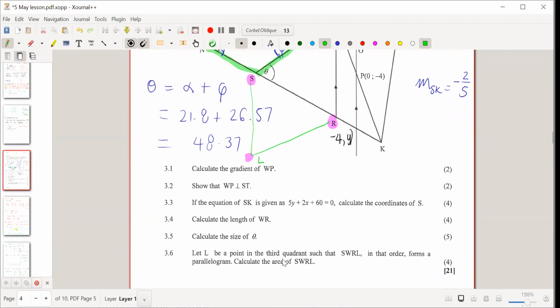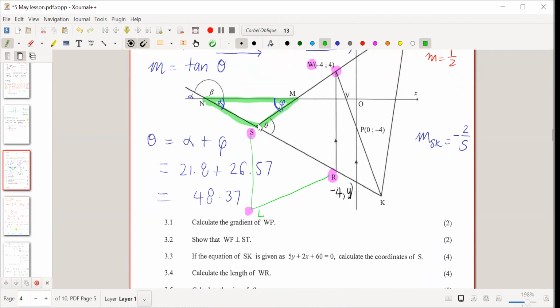So what is the question? The question said, calculate the area of this parallelogram SLRW. I'm not going to solve it because it's already 6:30, but I'm going to tell you what you're going to do. As I mentioned, the lengths of the sides: this side, SL, is the same length as WR. So if you wanted the length, you could easily calculate the length of this side using the distance formula. And SW, which is this side, has the same length as the other side, LR.